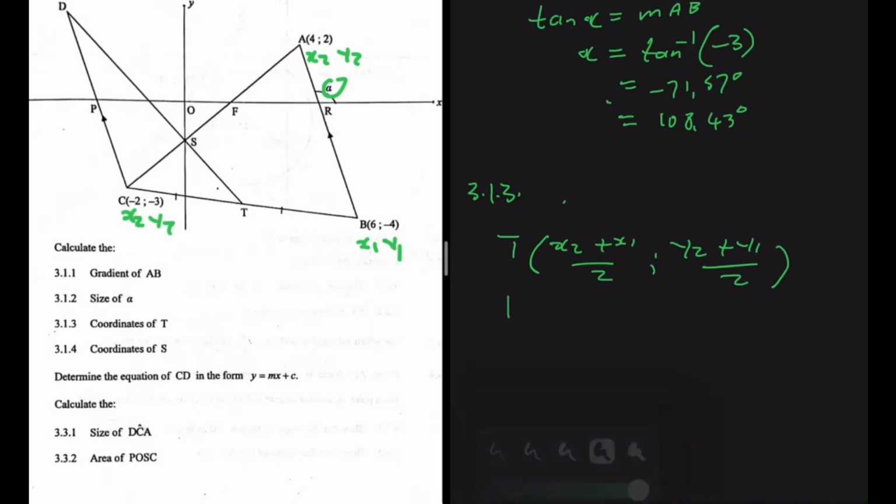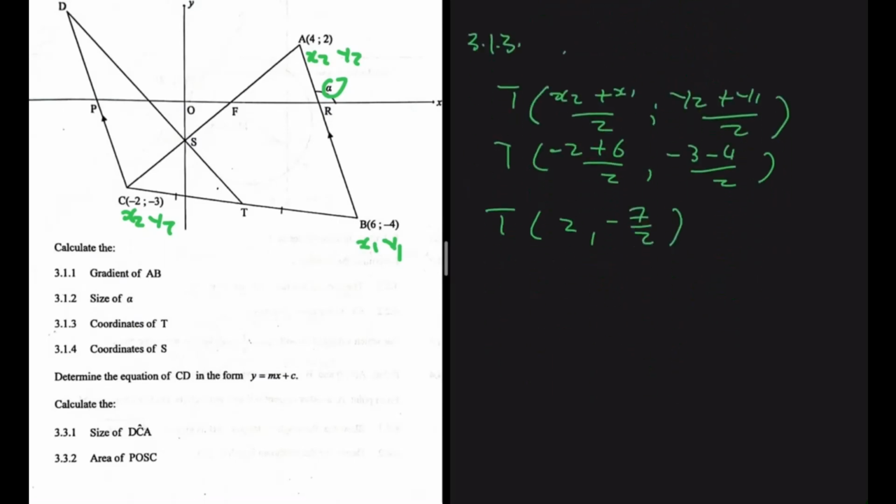So if we compute that, we're going to have the coordinates of T being minus 2 plus 6 divided by 2, and then minus 3 minus 4, and then divided by 2. So here we're going to have T having coordinates: minus 2 plus 6 divided by 2, which will give us 2, right? And then minus 3 minus 4 divided by 2 should give us minus 7 divided by 2, right?